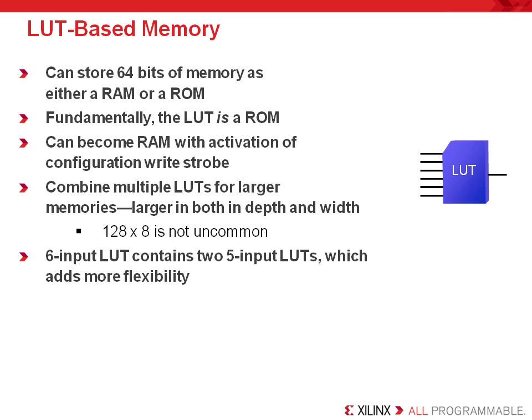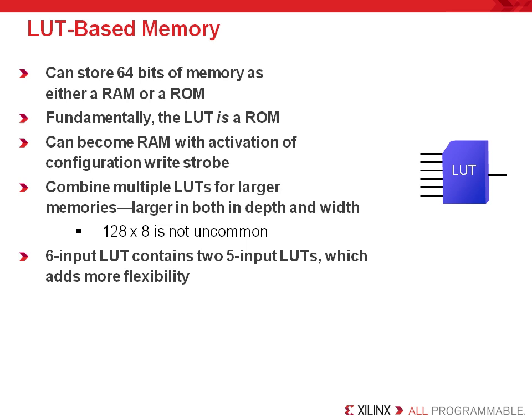LUT-based memory is referred to as distributed RAM or distributed ROM. Recall that our FPGA process uses SRAM technology, so the LUT is fundamentally a ROM. Now we can implement this by activating the configuration write strobe. This is the write strobe that's used during the configuration of the FPGA to make the lookup table function as a piece of combinatorial logic. But by activating that configuration write strobe, we can actually use it as a little 64x1 RAM.